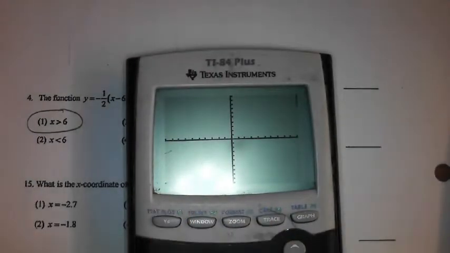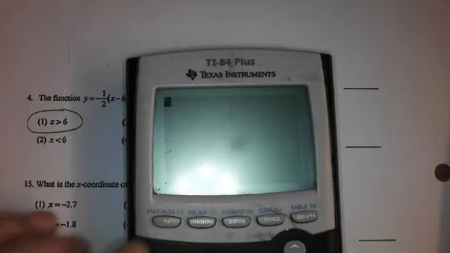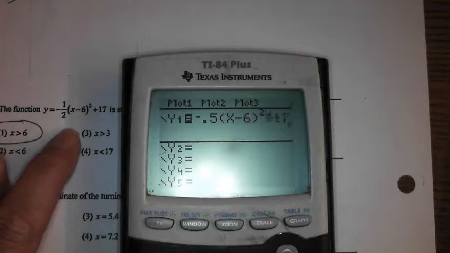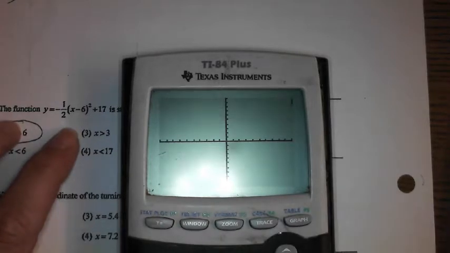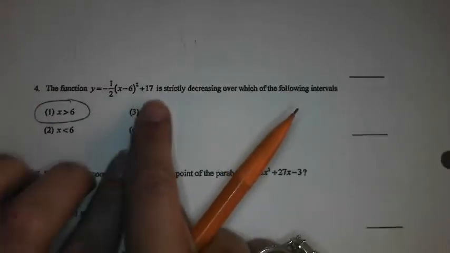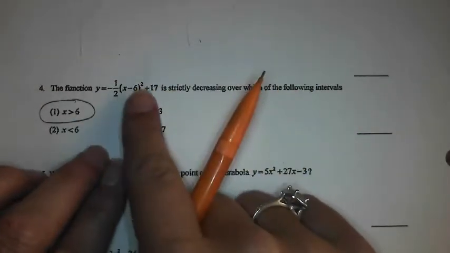Okay, calculator, we can learn from this. So he typed in this, negative 0.5 times x minus 6 squared plus 17, and he hit graph. And I don't know what happened either. It might have just frozen. He doesn't really have a problem. Let's pretend we didn't have a calculator for a second.